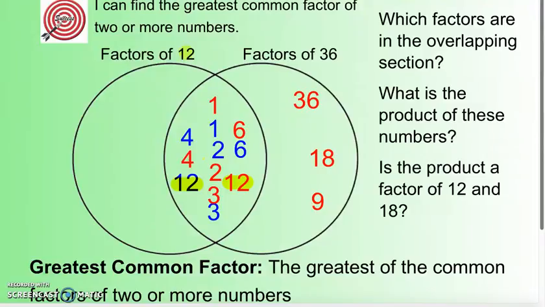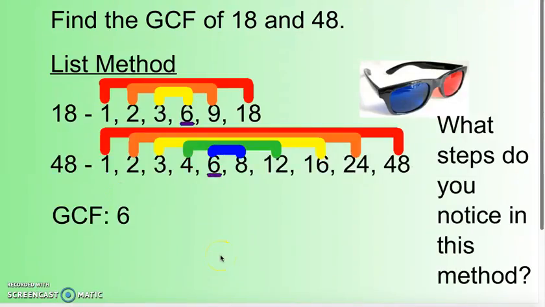So now let's look at another example, and we're going to use a different method than using a Venn diagram. We are going to use our rainbow method that we talked about to find factors of numbers. So if you notice, here are our numbers 18 and 48, and we're trying to find the greatest common factor, and we call that the GCF just for short.